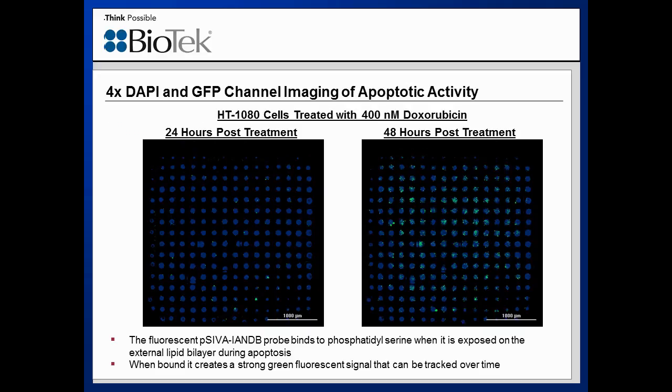We then induced apoptosis with different compounds and tracked apoptotic induction with a reagent that was able to bind to externally exposed phosphatidylserine on the surface of the cells. So therefore, increased green fluorescence is an indicator of increased apoptotic induction.